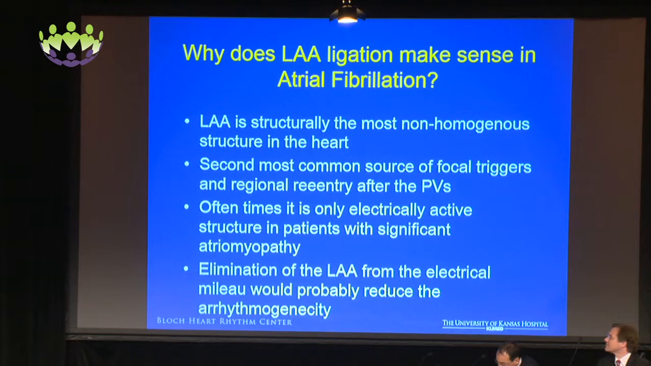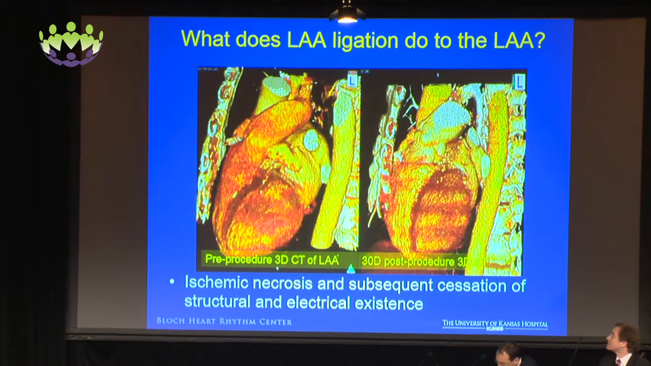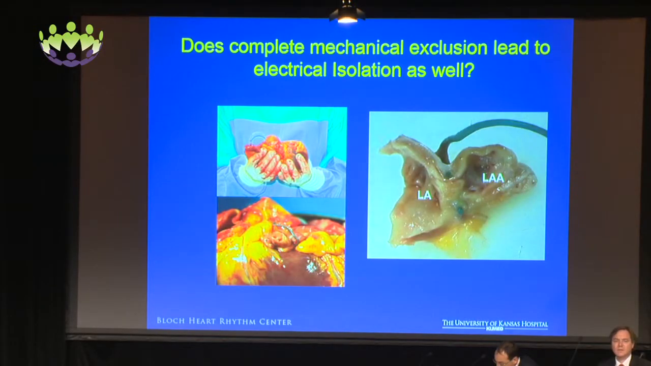So all in all, when you eliminate the left atrial appendage from the electrical milieu, it would probably reduce the arrhythmogenicity. I think it's just application of common sense. So when you apply the same concept to some of the devices that have been around, such as an epicardial ligating device, the Lariat device, this is an example of what happens to the appendage. It's very similar to what happens to an umbilical cord. You tie off the appendage or the umbilical cord, and over a period of time it's going to atrophy, shrink, and disappear. As a result, whatever electrical activity comes from this structure is automatically gone.